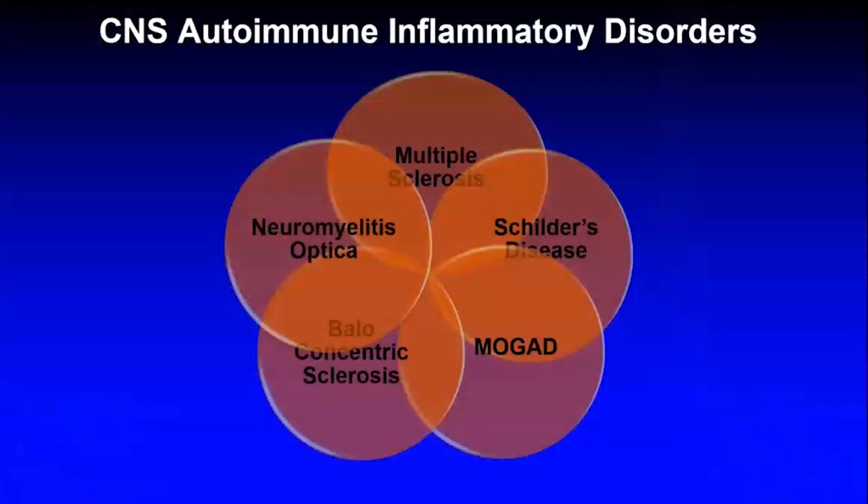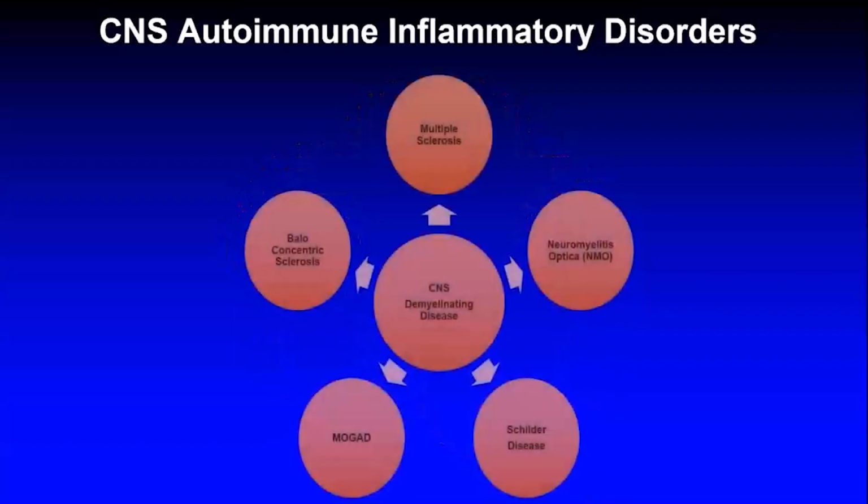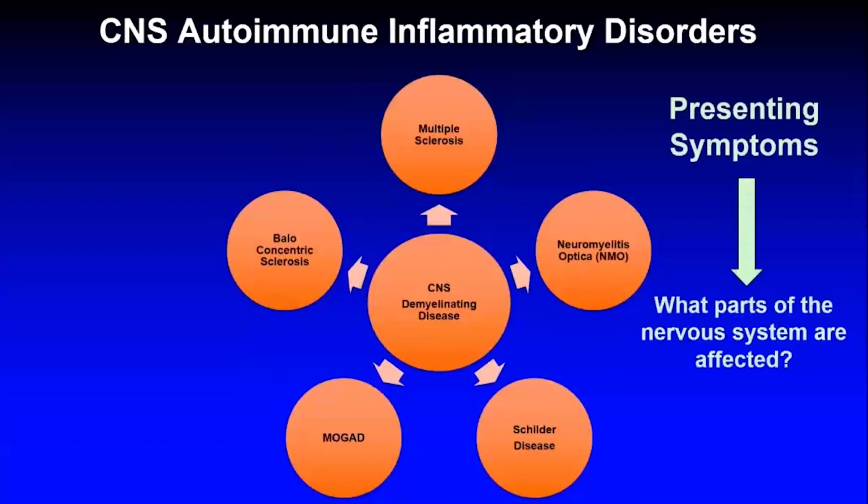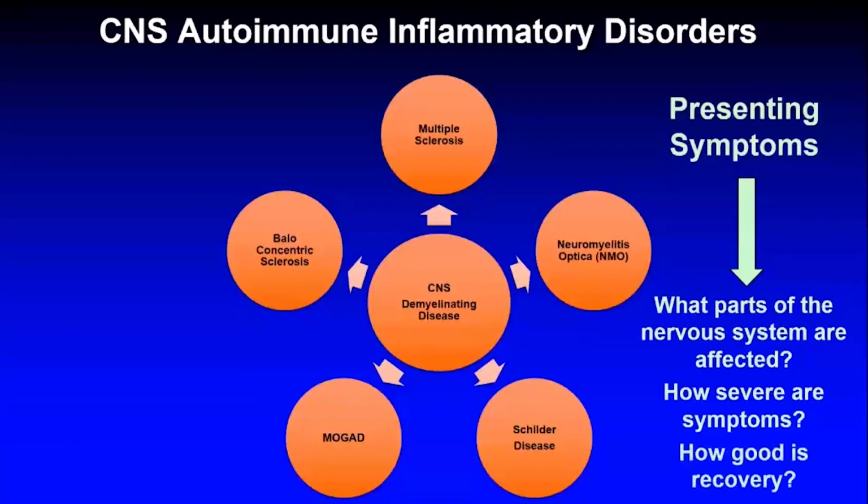And so when we're seeing a neurologist and there's a problem with inflammation in the central nervous system, we're thinking about several different diagnoses. And we've tried to sort these diagnoses out historically by what is their presenting symptom? What parts of the nervous system are affected? How severe are the symptoms? How good has the recovery been from an attack? Those sorts of features have tried to help us differentiate these many different disorders.